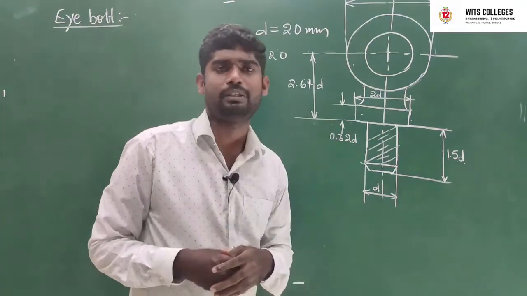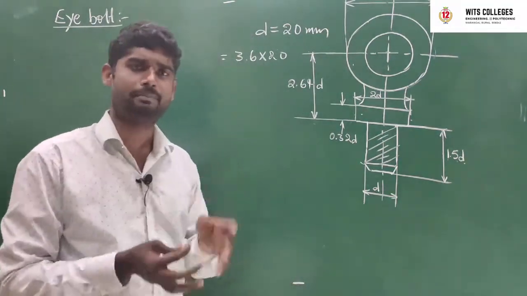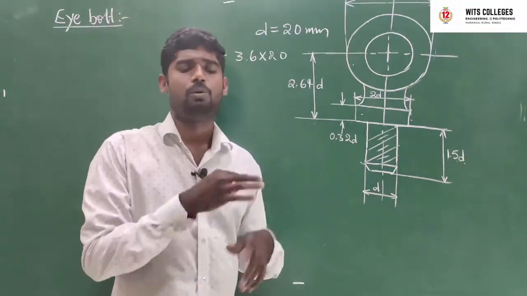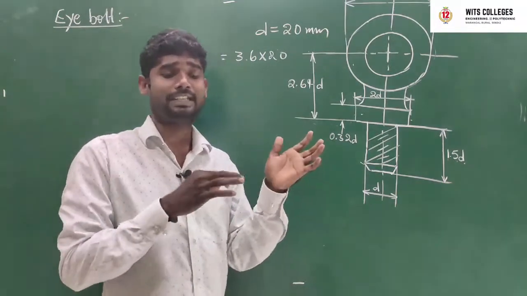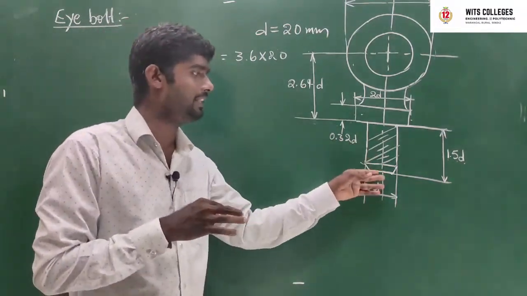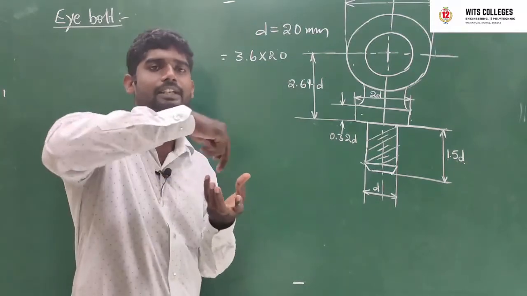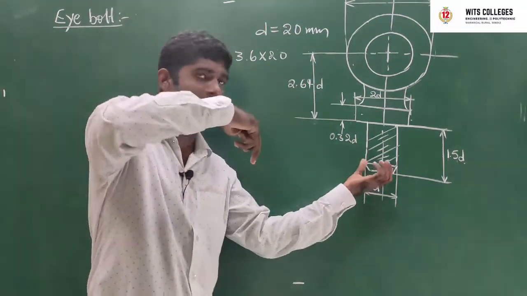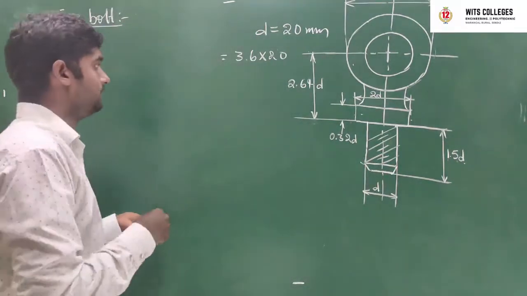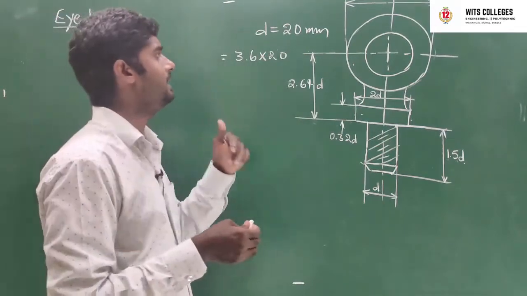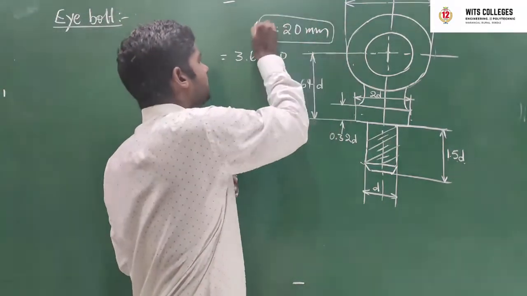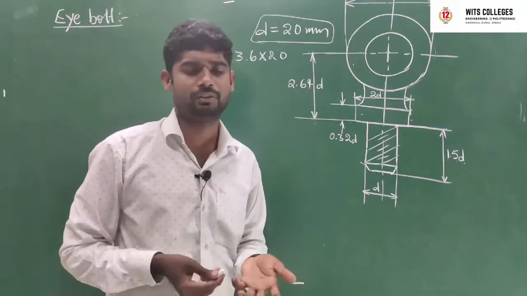In this eye bolt, mainly we use it for lifting and holding purposes. Inside is the thread in the motor, and this is outside of the thread. In this one, we don't know D. Let's see how to find out D.